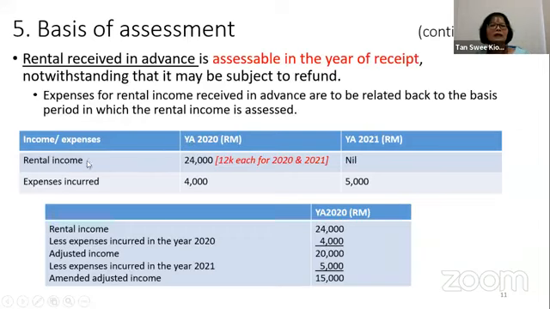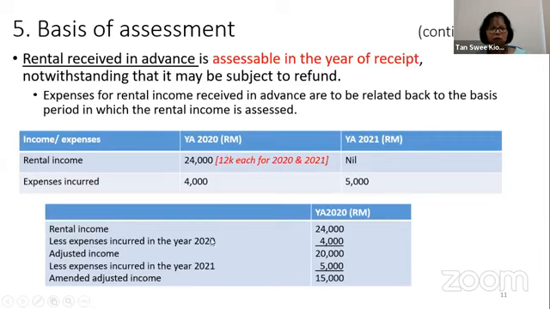Rental income 2020 is 24,000: 12,000 for year 2020, and another 12,000 is rental paid in advance for year 2021. Expenses incurred for year 2020 is 4,000, and for year 2021 is 5,000. This one is incurred in year 2021 because, for example, when we pay quit rent and assessment, insurance, it is in the year when you incurred it, we pay year by year. That's why it is in year 2021.